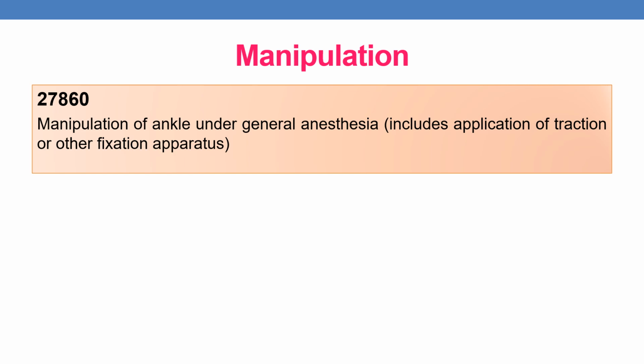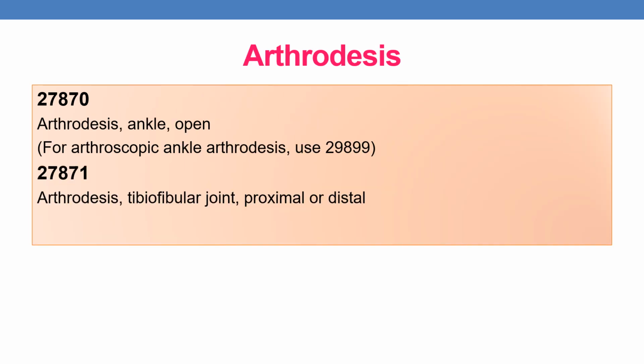Next, coming to manipulation, there is only one CPT under manipulation, that is 27860. It deals with manipulation of ankle under general anesthesia. It includes the application of traction or other fixation apparatus. The next is arthrodesis. The first CPT is 27870. It deals with arthrodesis ankle open, and for arthroscopic ankle arthrodesis use 29899. The next CPT is 27871. It deals with arthrodesis tibiofibular joint, proximal or distal.